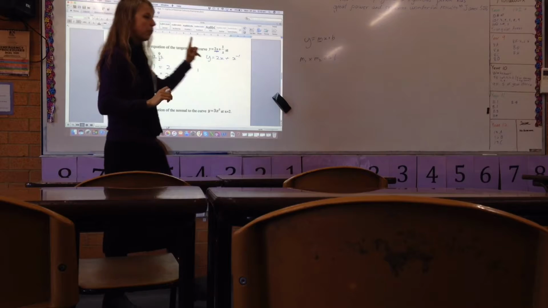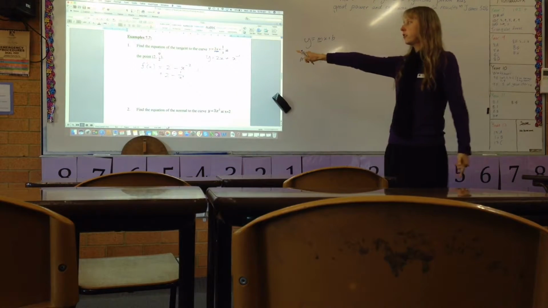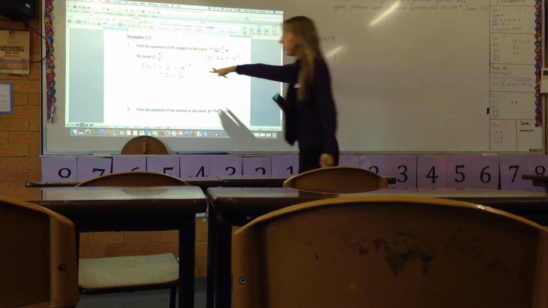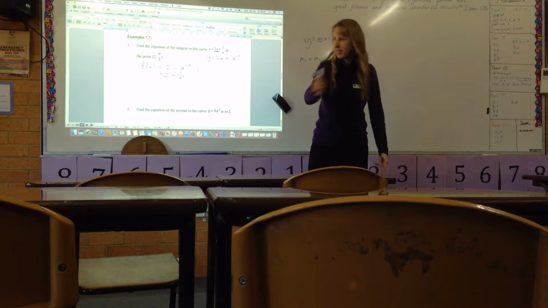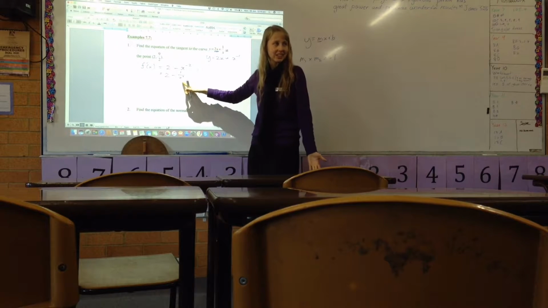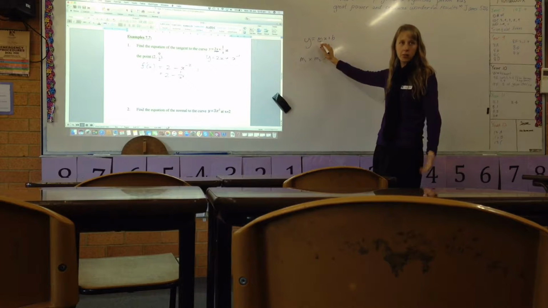So I've done step 1. If you remember back to the notes, it said first differentiate it to find the gradient function. We have found the gradient function. Now I want to actually have a number. This isn't a number, it's got an x in it. I want to find a number that can help me find the gradient of my line.